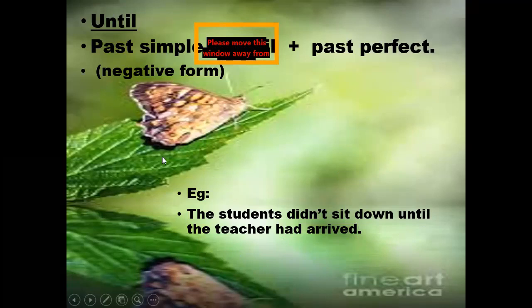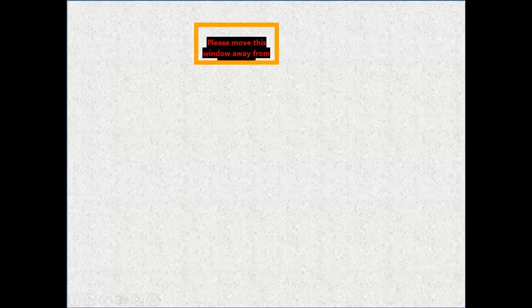Okay, so until comes in the middle of the two sentences, and the first sentence must be in the past simple in negative form. The second action hadn't been done until the first action had happened. Did you get it, my dear? Yes. Okay, let's go to the practice.